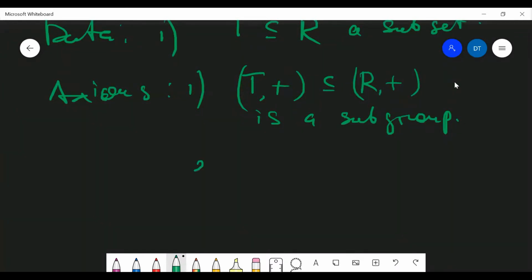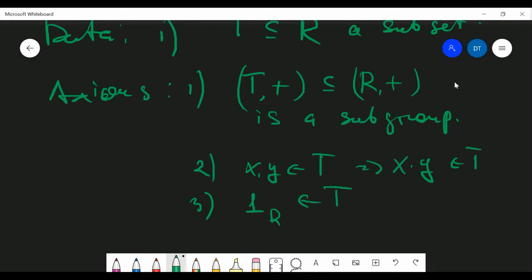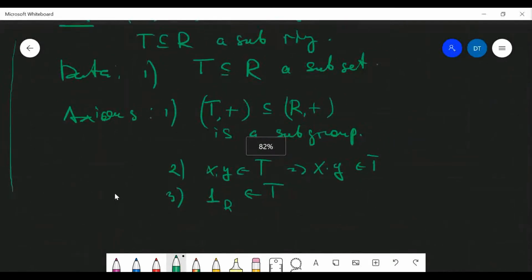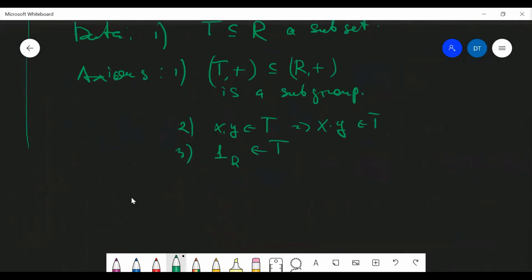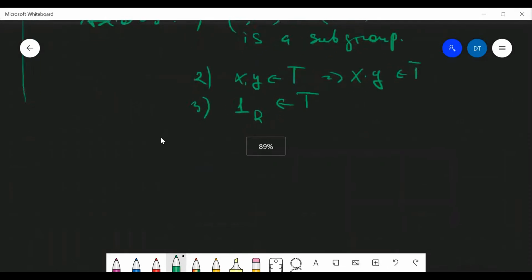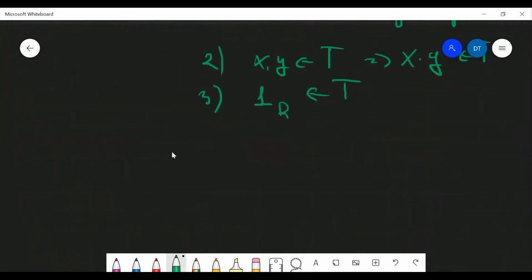But then the second rule: T must be closed under multiplication. So if x and y are elements of T, then x times y must also be inside of T. And the third rule: the identity element of R must be inside of T. So if all these properties are satisfied, then T is called a subring. This is a kind of sub-object inside of our ring. Let me give you several examples.